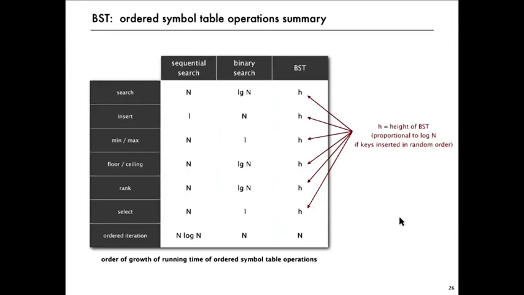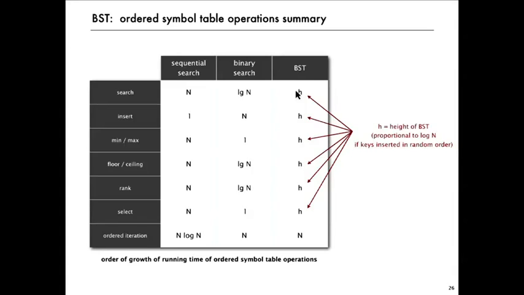So here's the operation summary for ordered symbol table. And the quick summary is that every one of those operations, well, ordered iteration is optimal. It just gets them in linear time. And all the rest of them take time proportional to the height of the tree. Now, if the keys are inserted in random order, we know that height by analysis is going to be proportional to log n, or if it's some application where the order of insertion of the keys is well modeled by random order, and that's not unusual at all.